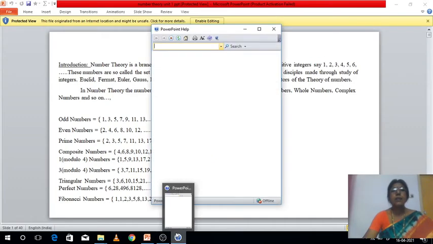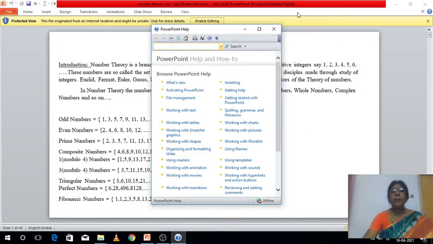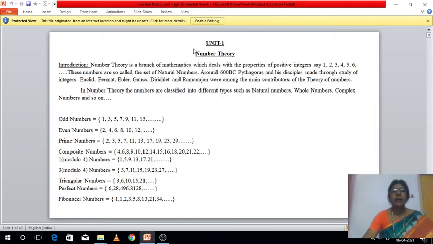This is Hariprasanna, number theory. I am going to teach you number theory. This is unit 1. First we see the introduction of number theory.